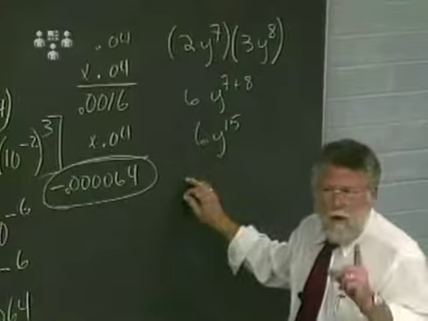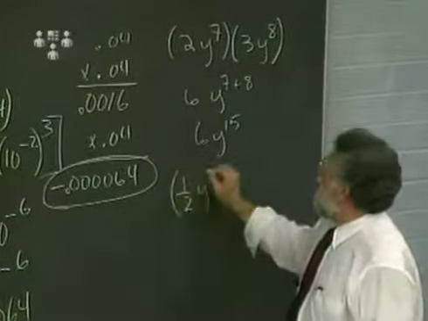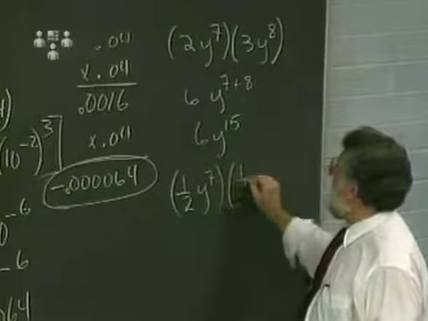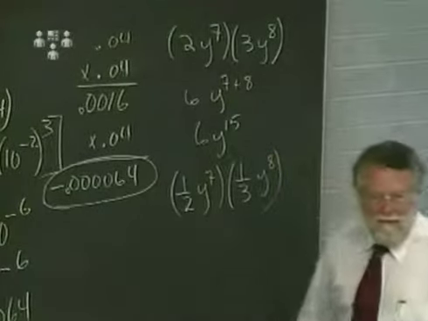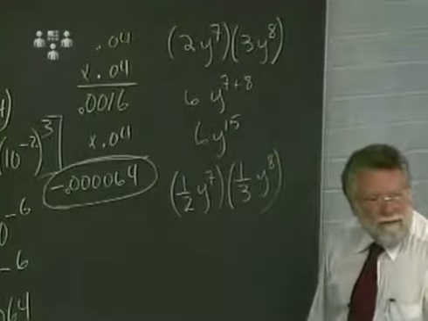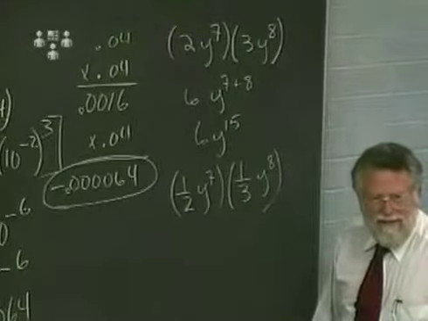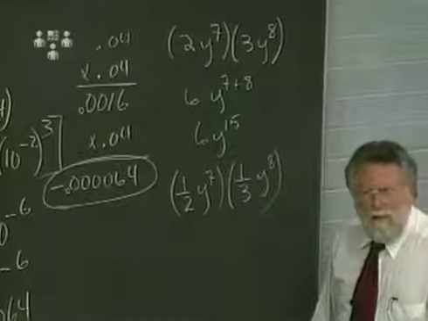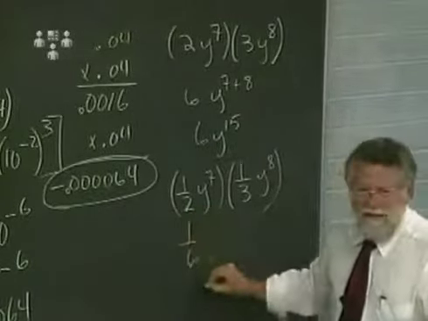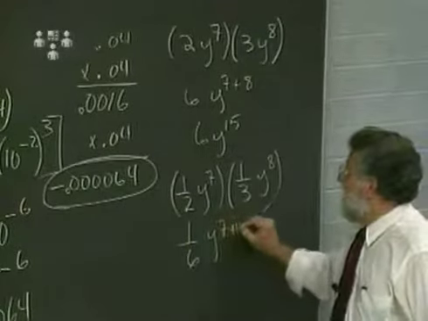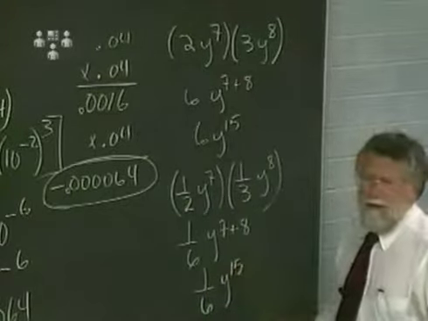Now, in this problem, we made it harder. We did this for the next problem. And that made it harder because it had what in it? Fractions. Fractions make life more difficult. So what's the answer here? 1/2 times 1/3, folks. Come on now. 1 over 6, right? Y to the 7 plus 8, so we get 1 over 6, y to the 15th.